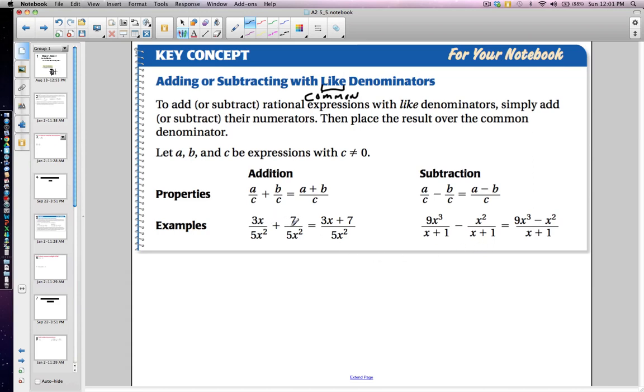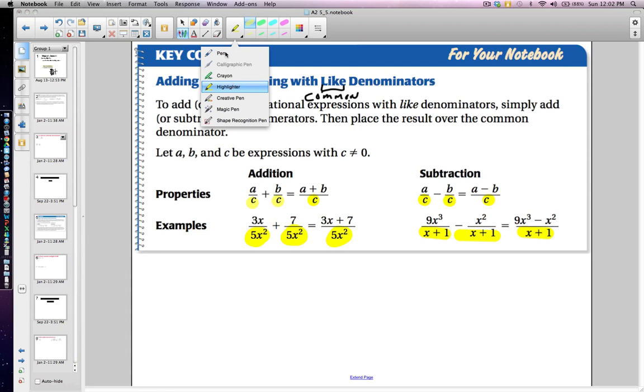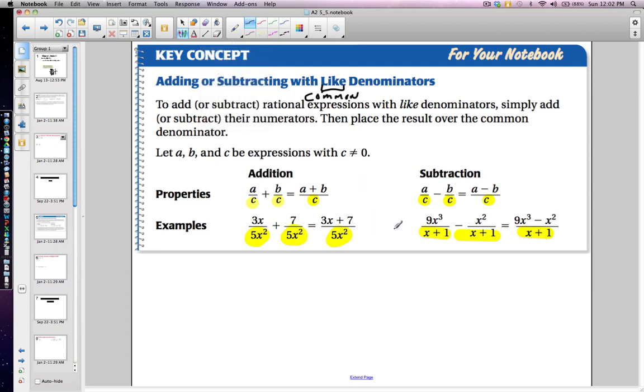So I take the 3x plus 7, and that becomes 3x plus 7, over 5x squared. The most important thing for you to remember, the thing that I think students get confused about, is that the denominator doesn't change. So in this process of adding and subtracting, the denominator always stays the same. What changes is the numerator once I have common denominators. So the first step in an addition or subtraction problem would be creating the common denominators. And once I've made the common denominator, I get to ignore it, and it just stays the same.